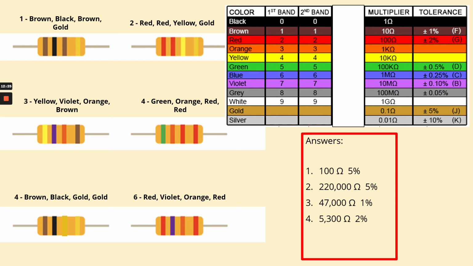Number 5, which is the bottom left one where I made the error, is brown, black, gold, gold. And that is a resistance of 1 ohm with a 5% tolerance. And then finally we've got number 6, which is 27,000 ohms with a tolerance of 2%.